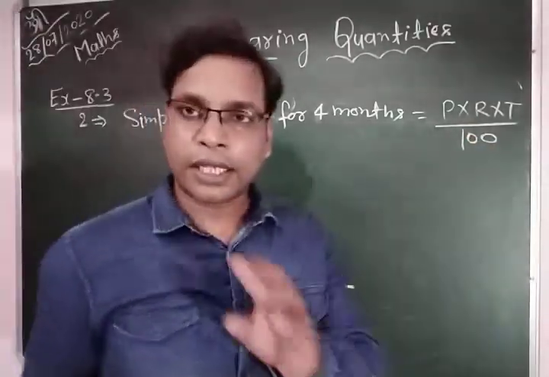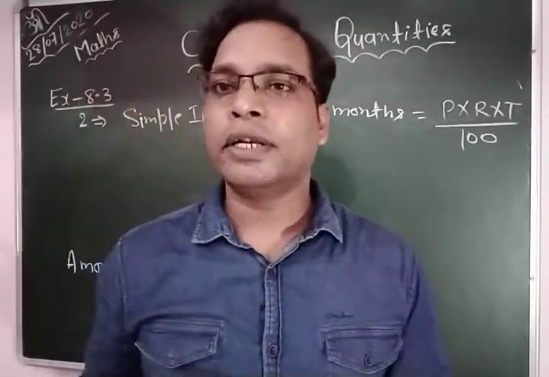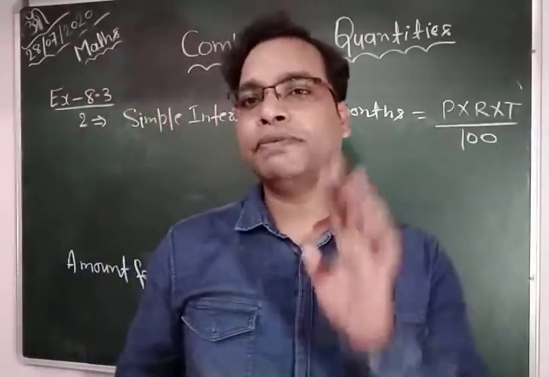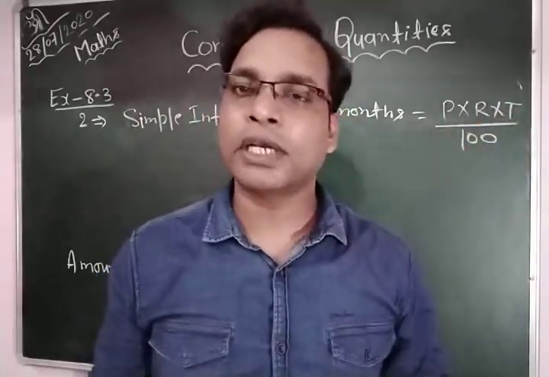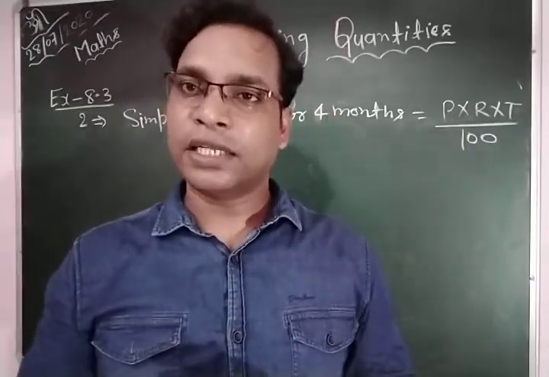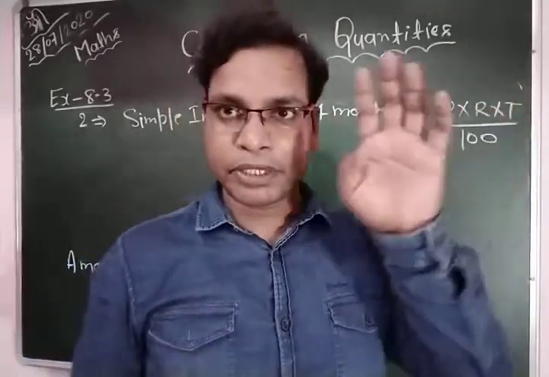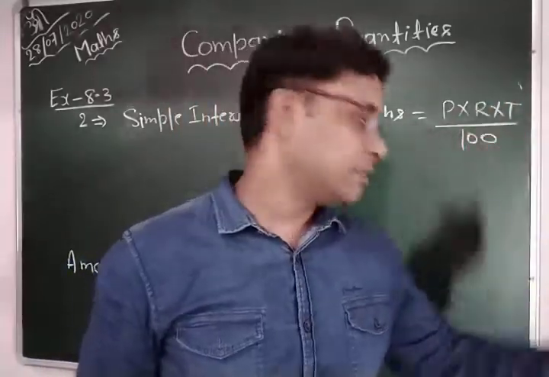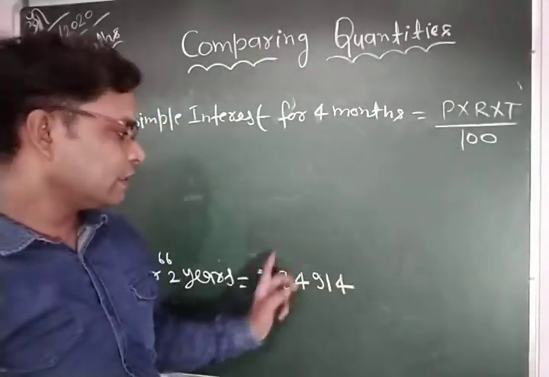Okay, so the rate is given. The rate is 15%. Time is, what is the time? Time is 4 months. So here time should be in years, so we convert it into years. Okay, so 4 by 12 years. Time is equal to 4 by 12 years. The rate is given as 15%, and the principal is this amount. This amount works as the principal here.